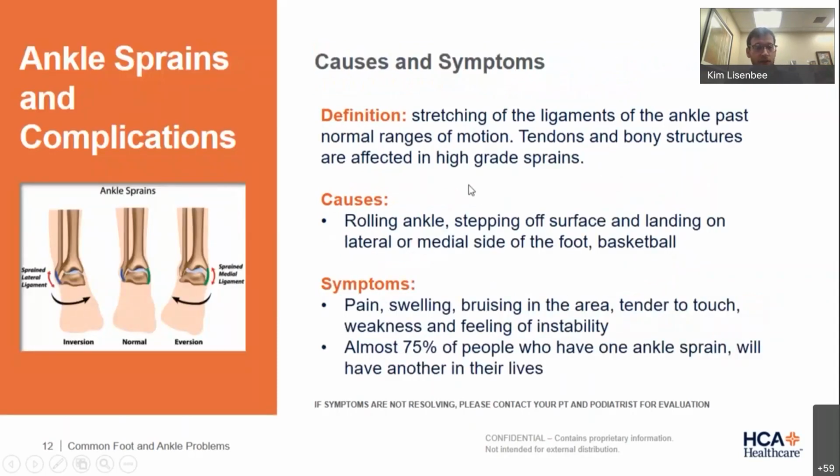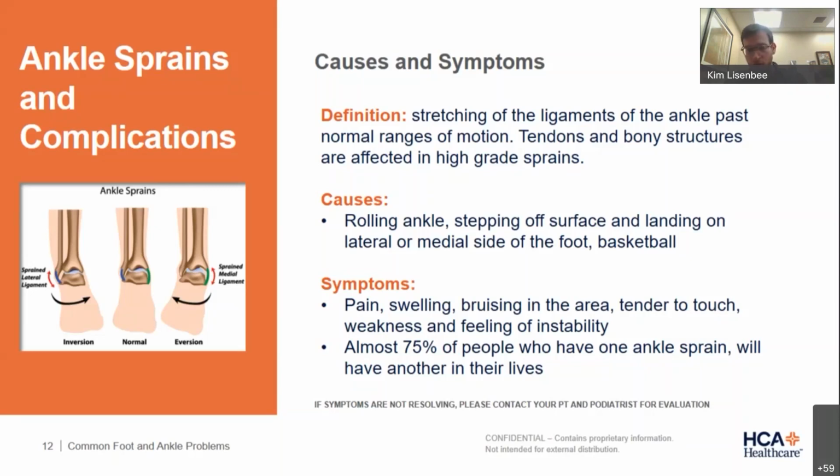Next one we see a lot of is ankle sprains and chronic symptoms after ankle sprains. So when you roll your ankle, basically all that's happening is it's stretching the ligaments past normal ranges. When you have a very high intensity ankle sprain, sometimes the bony structures or the tendons can get involved as well. Worst case, big ankle sprains can cause bony fractures of your foot, in which case you need to have casting or surgery to correct them.